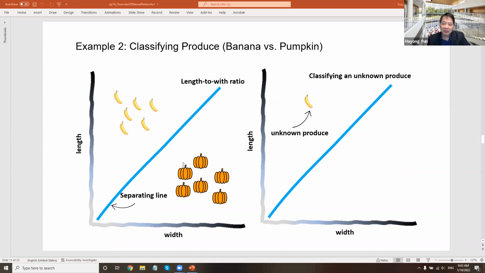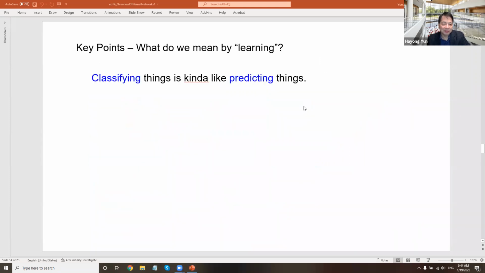Right? And now the prediction comes: once we have that, any new banana that comes in, for example, we put it in here. It's an unknown produce for the computer, but given the length to width ratio, and it's above this line, we call it banana, and many times it will be correct. So classifying things is kind of like predicting things.